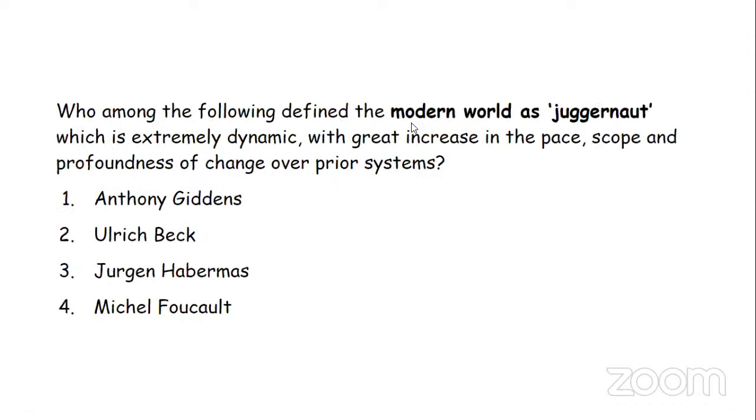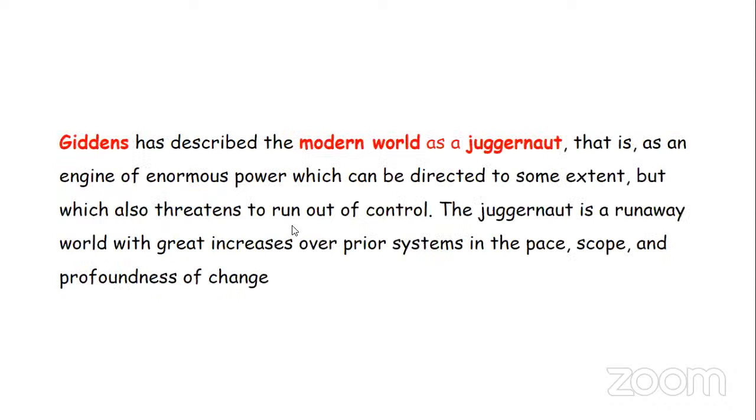Who among the following defined the modern world as juggernaut, which is extremely dynamic with great increase in the pace, scope, and profoundness of change over prior systems? Who defined the modern world as juggernaut? The options are Anthony Giddens, Ulrich Beck, Jürgen Habermas, and Michel Foucault. And the right answer is Anthony Giddens. He defined the modern world as juggernaut.